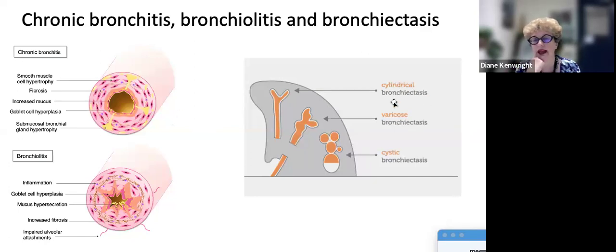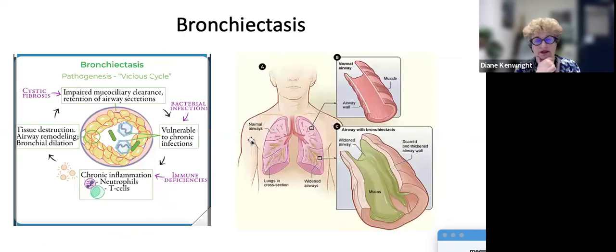Bronchiectasis is where you get abnormal dilations of the airways. So these will become smaller and this becomes bigger, either cylindrical, what's called varicose, or cystic, and they fill up with mucus. And the mucus gets infected, and then the infection in the wall damages the wall more, which means they get more dilated. So this is the vicious cycle of bronchiectasis.